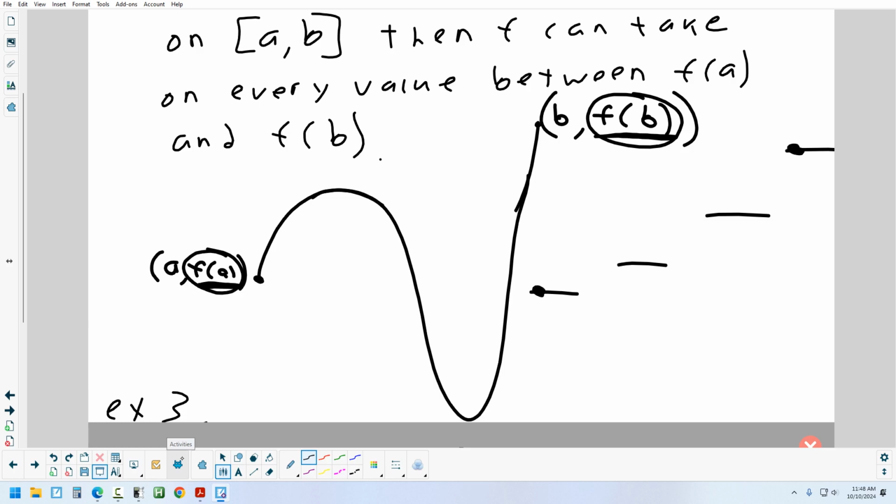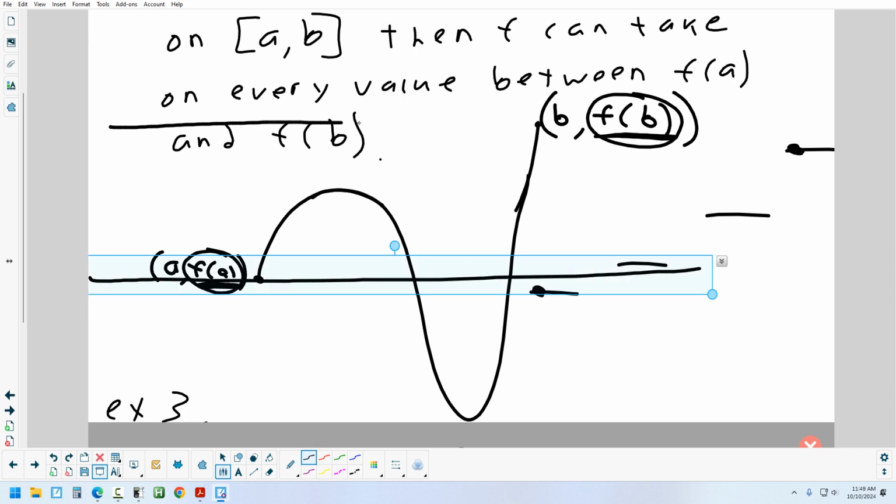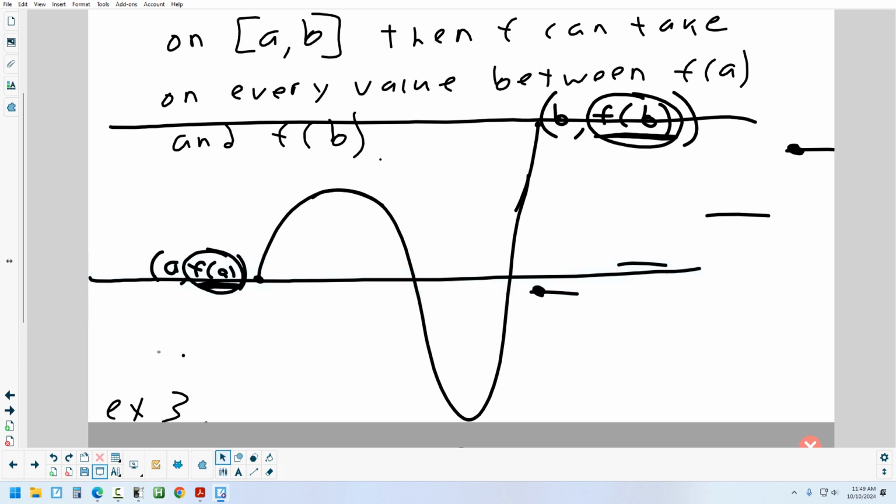It doesn't guarantee you're going to go lower. You could, but it just guarantees that you're going to go through every y value between that line and that line right there. You'll hit every y value in that section. Any question on that? Okay. So that's all I wanted you to understand for intermediate value theorem.